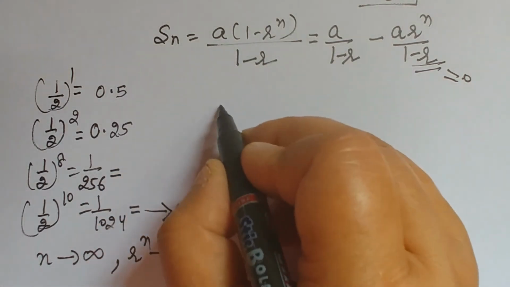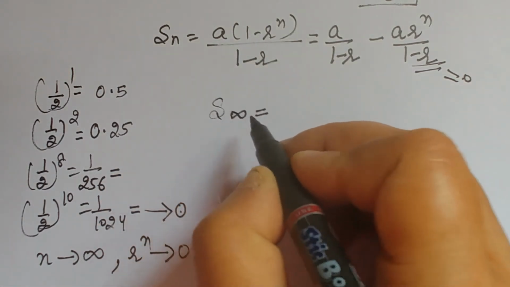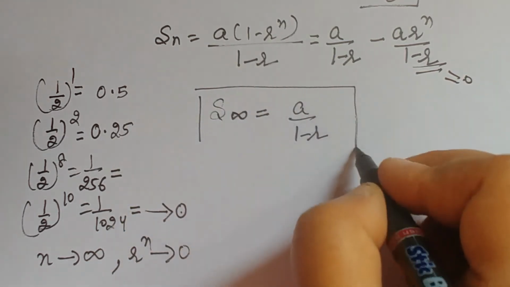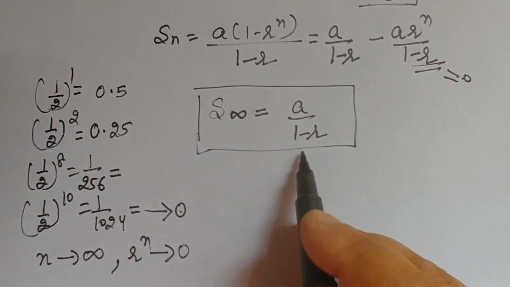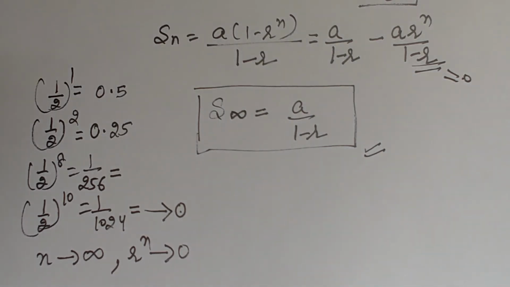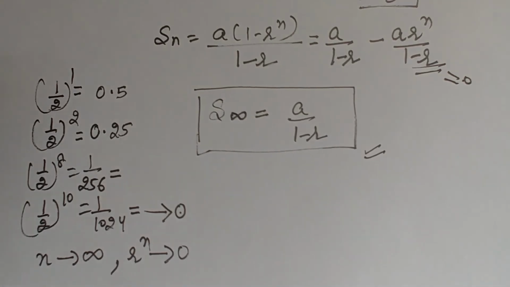And as n is infinity, I'll get the formula for s infinity as a upon 1 minus r. a upon 1 minus r. So this is my formula for the sum to infinite terms of a GP.